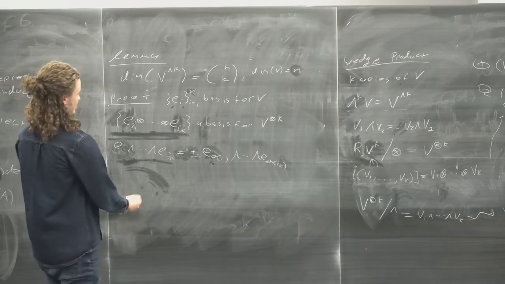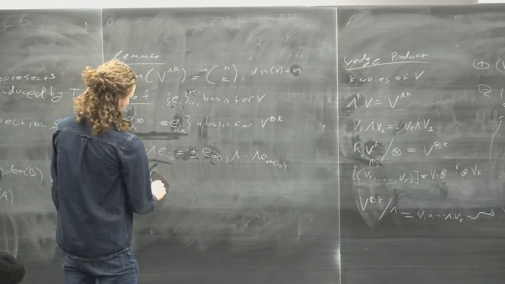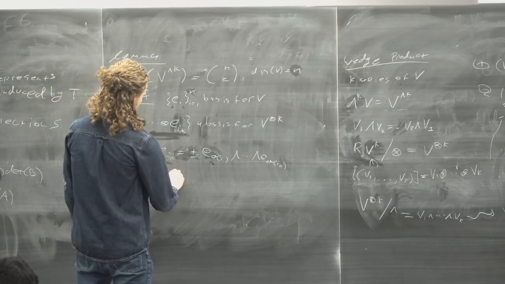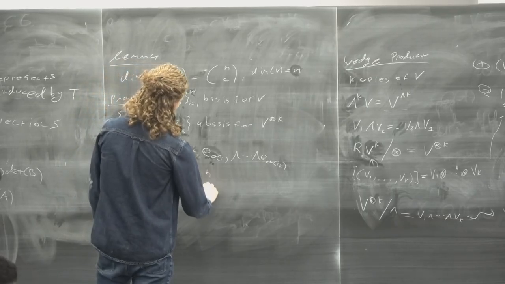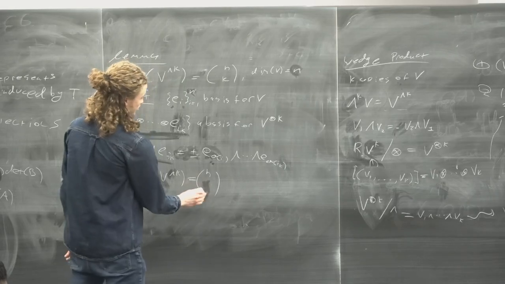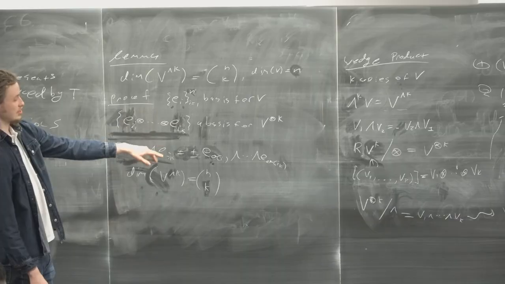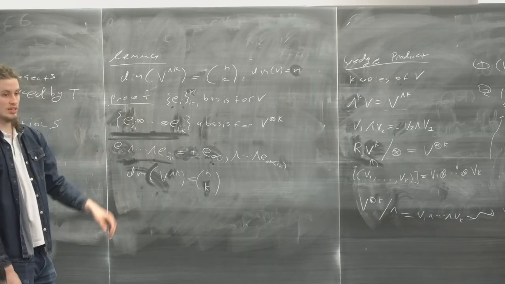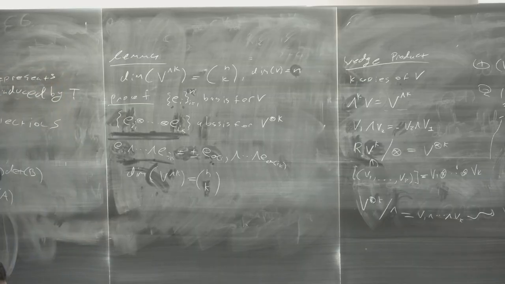Okay, so how many of those are there? The dimension of wedge to the k is n choose k, right? Because the number of subsets of a size n set which are size k is n choose k. Okay, cool. So a lot of work for something you already knew, but hopefully it was fun seeing the proof. Okay.